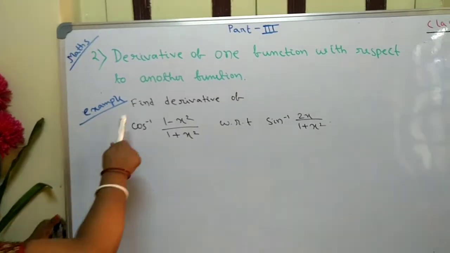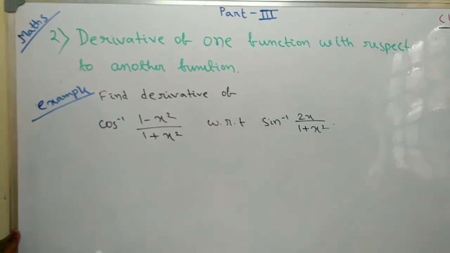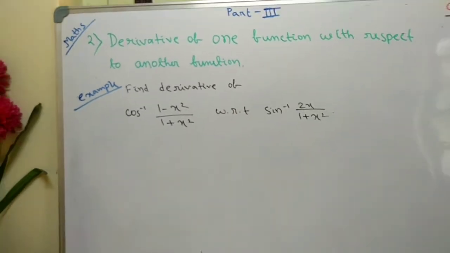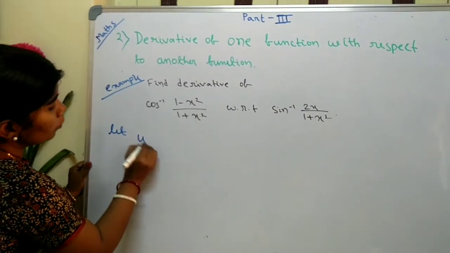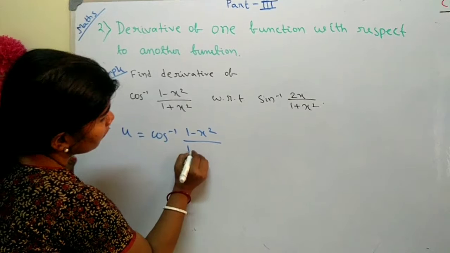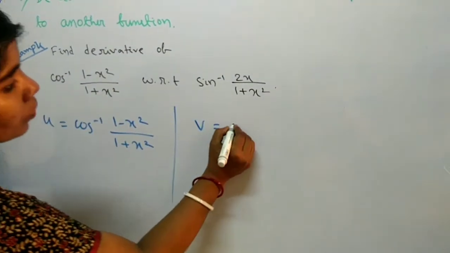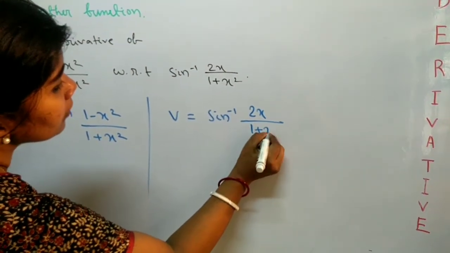Now, I'll give one more example. Find the derivative of cos inverse((1 minus x square)/(1 plus x square)) with respect to sin inverse(2x/(1 plus x square)). So here we will assume u equal to cos inverse((1 minus x square)/(1 plus x square)) and v equal to sin inverse(2x/(1 plus x square)).